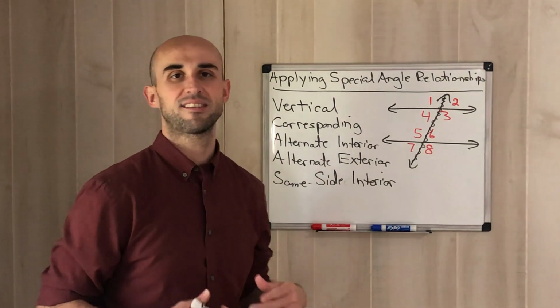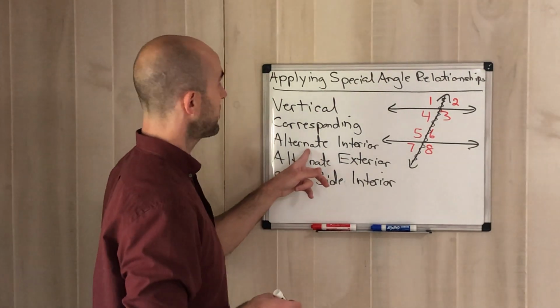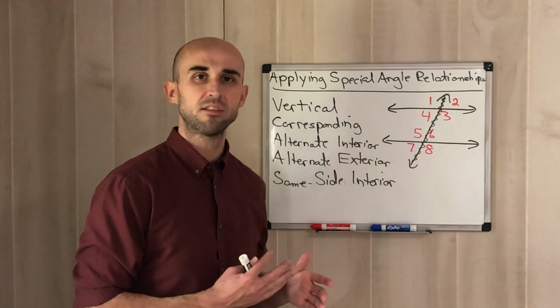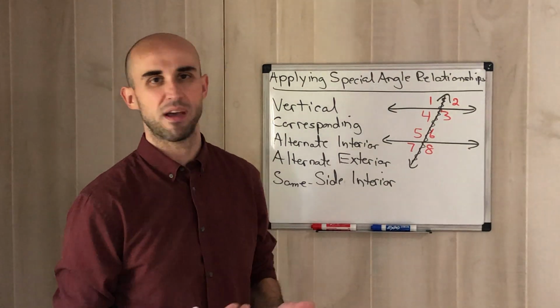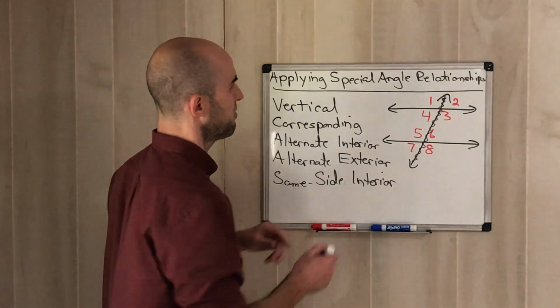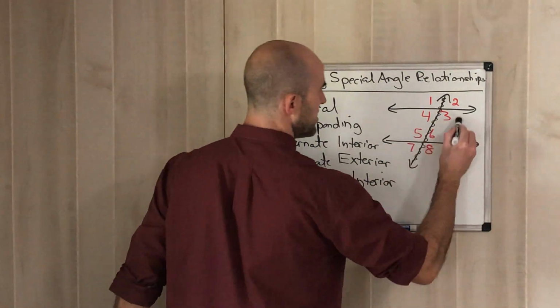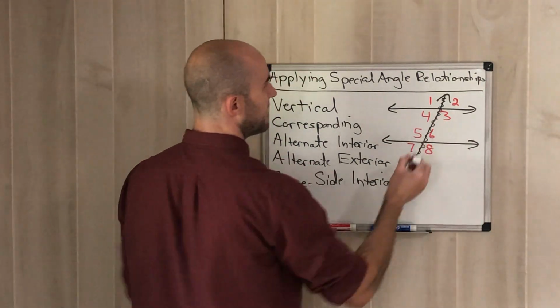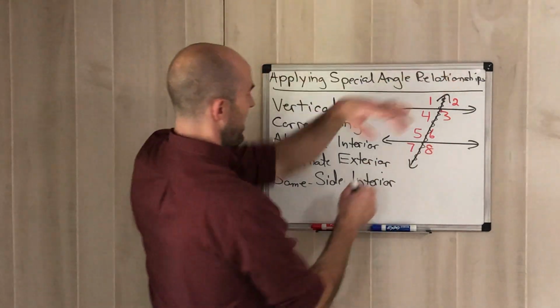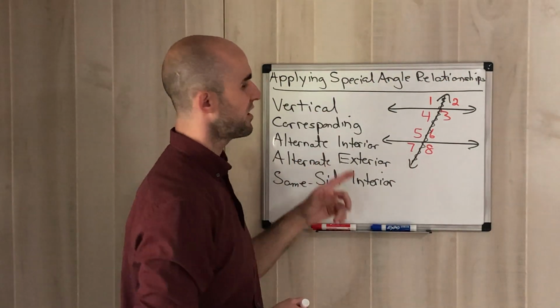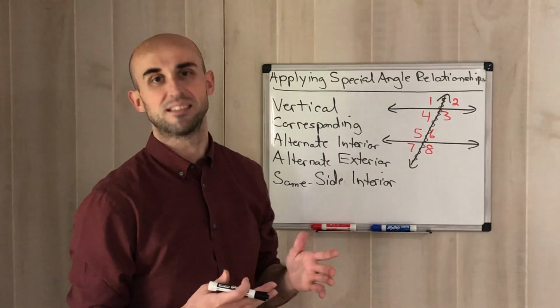Alternate interior and alternate exterior, you guys actually did really well. Alternate means that they have to be on different sides, right? So one's going to be on the left, one's going to be on the right. And interior means that it's going to be inside, right? So interior is everything inside. Exterior is everything that's outside, right? So alternate exterior, we know it's got to be on different sides outside, right?